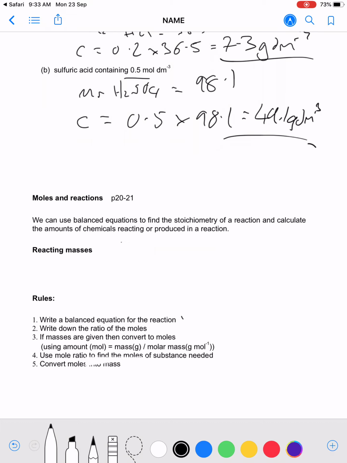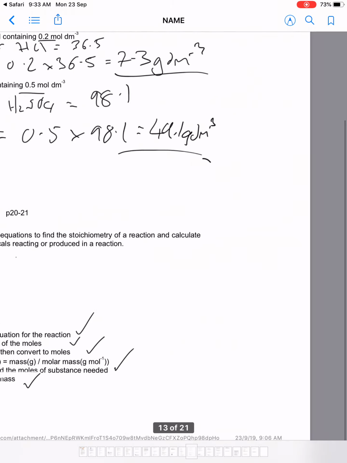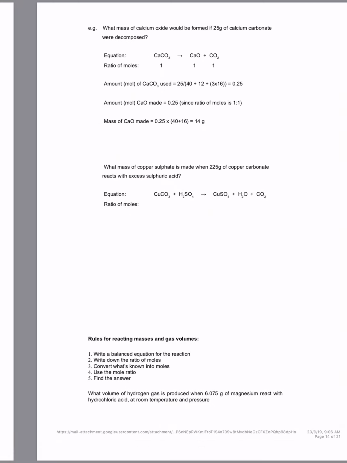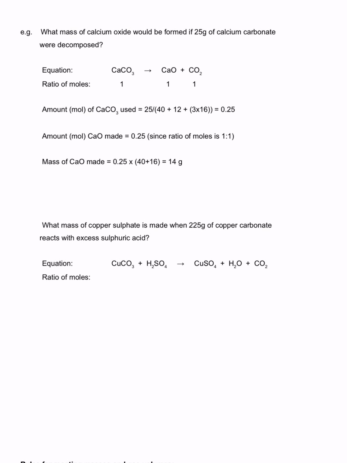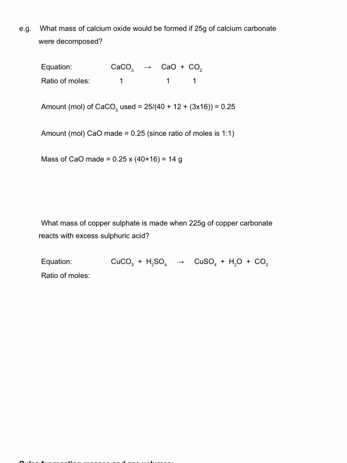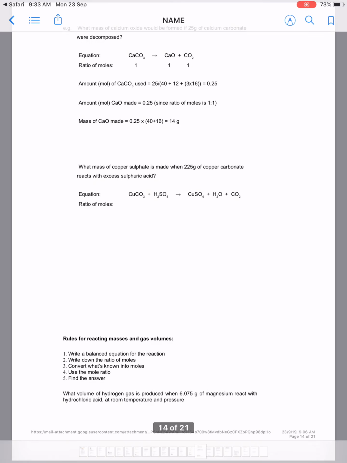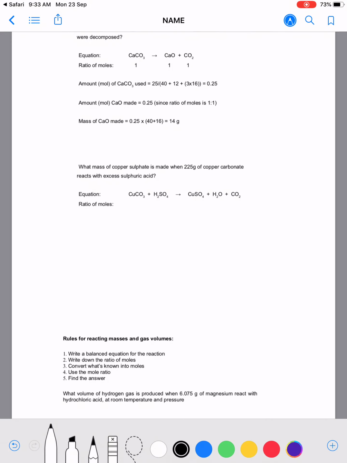Rules: write a balanced equation, we can do that. Write down the ratio of the moles. If masses are given, then convert to moles, we can do that. It's just moles is mass over Mr. Use the ratio, and then convert the moles into the mass. So this is, again, probably more like A star sort of iGCSE, definitely going into standard level IB or even AS level, if that's your syllabus.